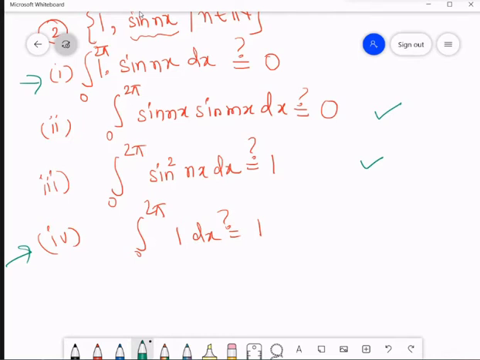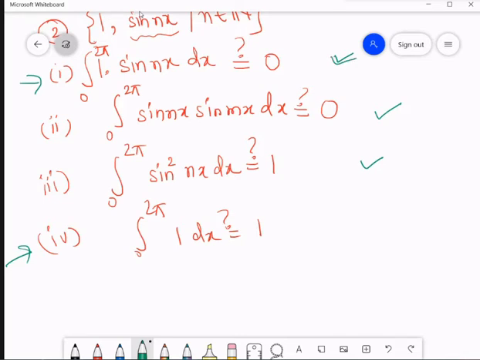Ma'am, the 1 needs to be divided by root 2 pi. Correct. Very good. I hope all of you are trying this. For sine nx, what will be the integration? It will be minus cos nx by n. But then the moment you substitute 2 pi and 0, both the values turn out to be 1 and their difference will give us a 0. So even this condition will be true. You just check it out.